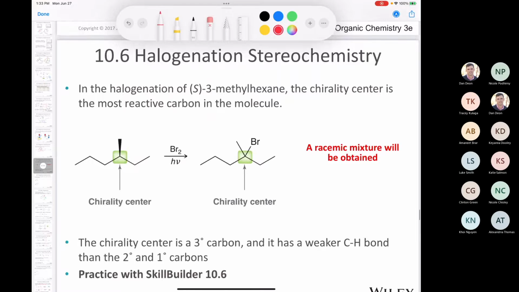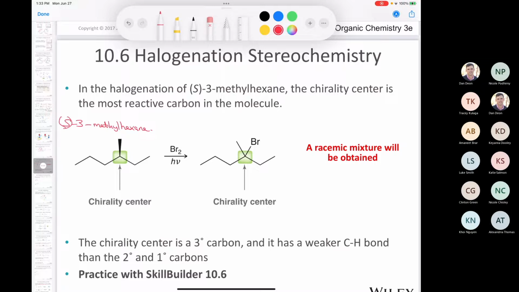Let's see here. So in the halogenation, this is another one. Like, let's say you have a chiral molecule like this. This is S-3-methylhexane.